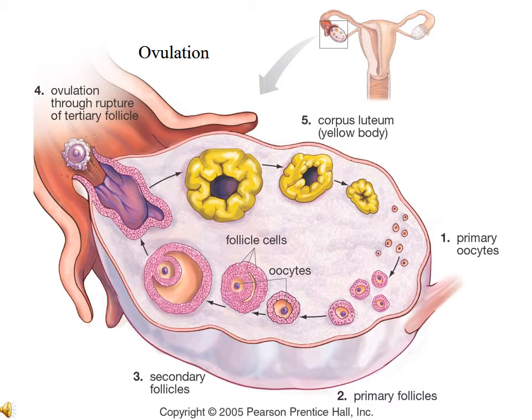The corpus luteum is an important structure that we will note later on, which helps maintain the integrity of the uterus. This structure will degrade if fertilization does not take place. If fertilization takes place, the corpus luteum gets even bigger and produces the necessary chemicals to maintain and prepare the uterus for implantation of the developing embryo.